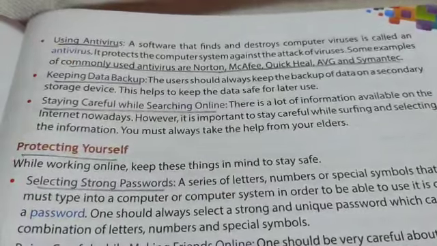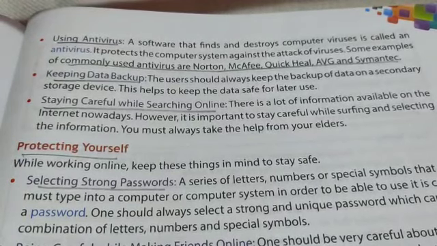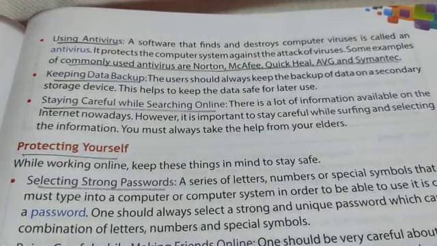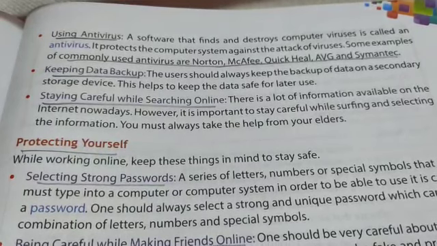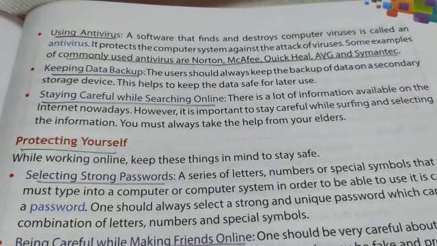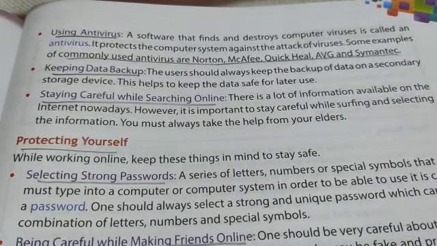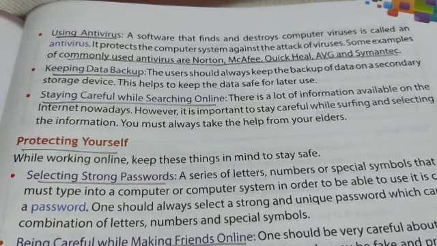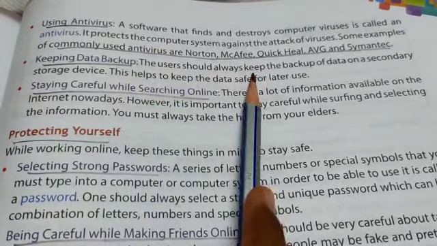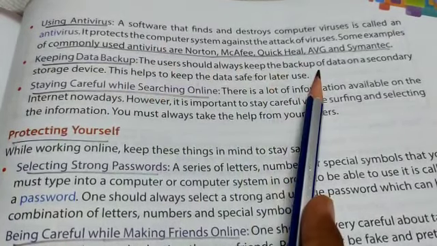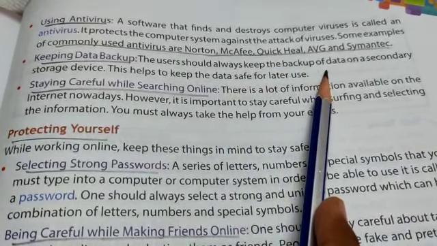So what is an antivirus? A software that finds and destroys the computer viruses is called an antivirus. An antivirus first fixes the virus and later on it destroys it. Antivirus protects the computer system against the attack of viruses. Some examples of commonly used antivirus are Norton, McAfee, Quickheal, AVG and Symantec.